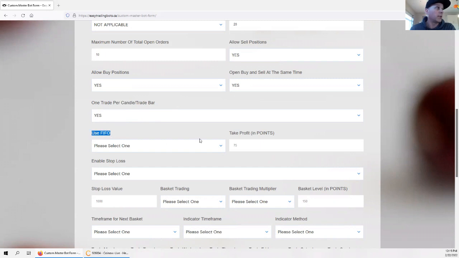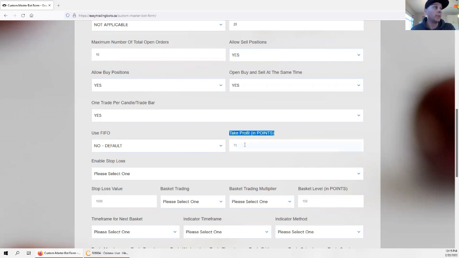Use FIFO. I put this in because custom bots will allow you to use any broker that you want. So if your broker does require first in, first out, you can go with it. Dealing with CoinX, I don't really use that. We'll let the bot handle that.